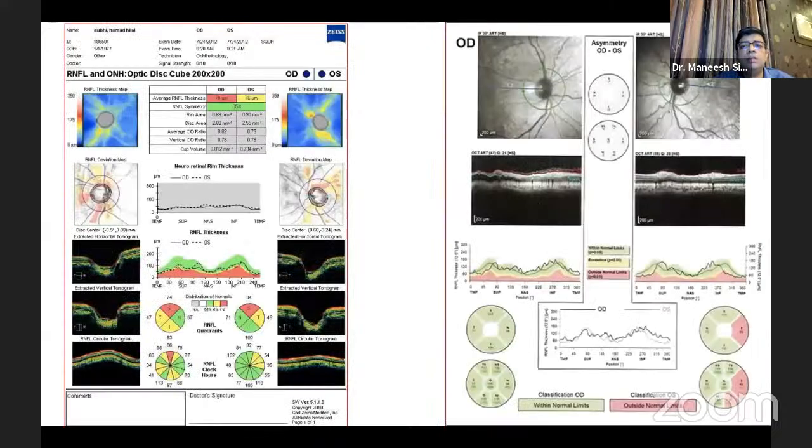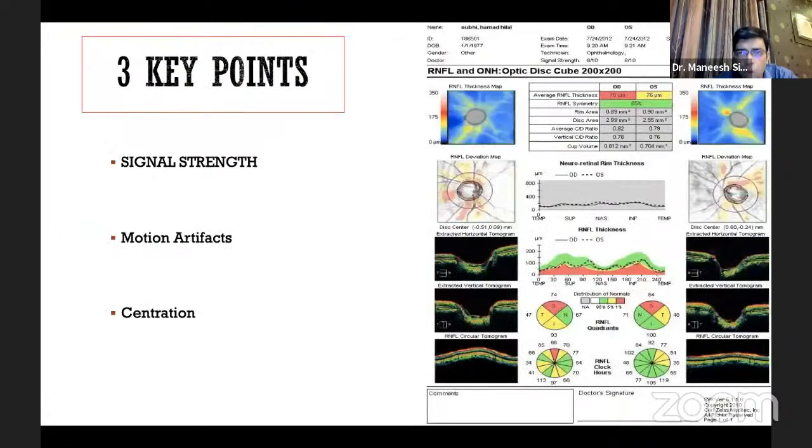Coming to interpretation, there are various machines, so you should be aware of the machine which you are using. But in all these machines, before you go to these red and the yellow zone, which are very attractive and we generally tend to go there first, start with first seeing whether the name is correct or not, the signal strength is correct or not. Again, signal strength varies from machine to machine, so you need to check with your machine. Also check the RNFL thickness map, check for the RNFL deviation map, and then finally go to these RNFL quadrants and the clock hour, and then correlate with your disc finding.